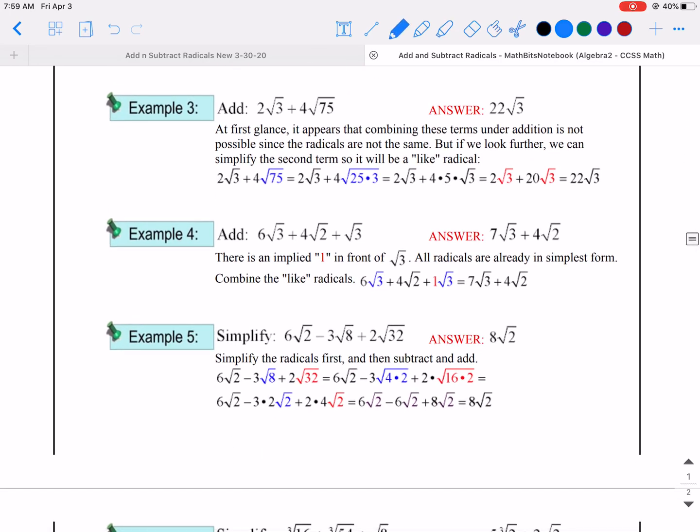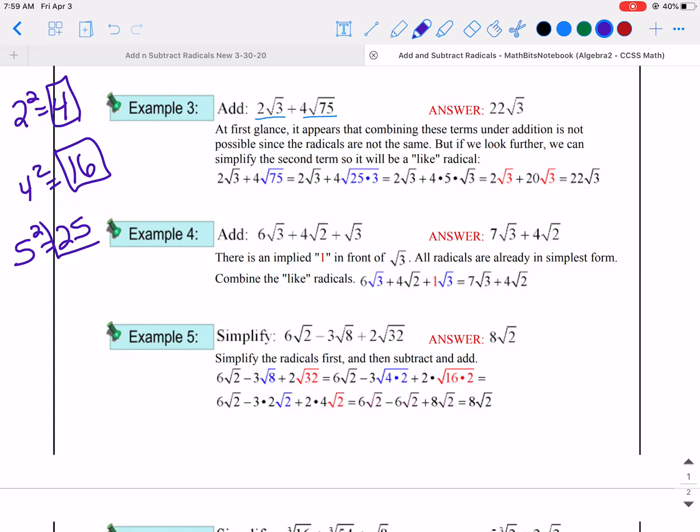All right, so let's get a little bit deeper. I have 2 radical 3 plus 4 radical 75. Now, thinking of my perfect squares, if you remember our perfect squares, we had 2 squared is 4. 4 is a perfect square. Let me jump down to 4 squared. That's 16. 16 is a perfect square. What's 5 squared? 25. 25 is a perfect square, and so on and so forth.